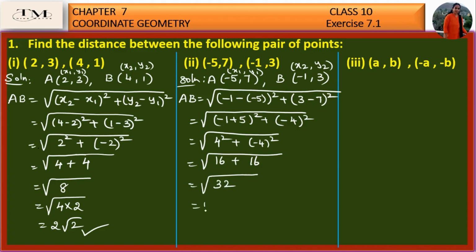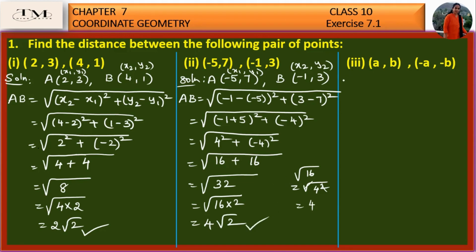32. So this 32 can be written as 16 into 2. So square root of 16 is 4 because 4 into 4 is 16. Because 16 can be written as 4 square, the root and the square get cancelled. So the answer will be 4. So square root of 16 is 4, and this root 2 stays as such. So the answer is 4 root 2.